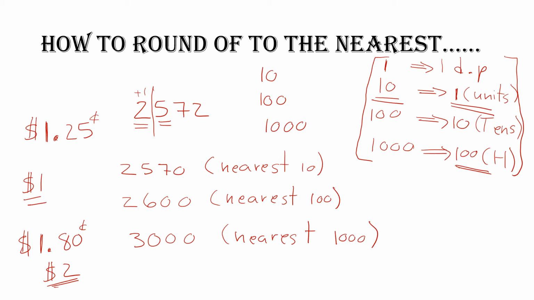The whole picture here is that we know instinctively that 50 cents is like the cutoff point. It's the point that determines whether we go up or whether we go down. Well, guess what? When dealing with the other nearest rounding off, it's the same idea. It's the same 50-50 idea, the same halfway point. If it's greater than the halfway point, you just go up to the higher number. If it's lower than the halfway point, you go down to the lower number.